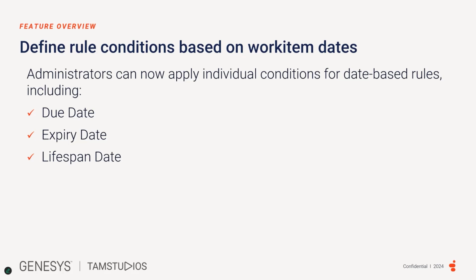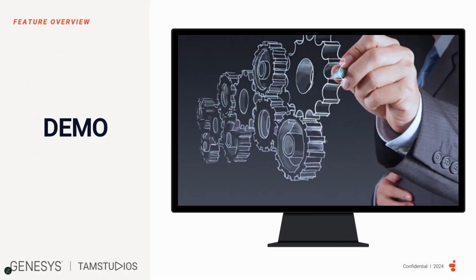For example, administrators can schedule a flow to notify an agent as a work item approaches its due date to help avoid missing SLAs, or trigger an email to the back office team on the settlement date of an insurance claim to process documents and request additional customer information. Let's take a deep dive into the configuration and a brief demo to see how this works.